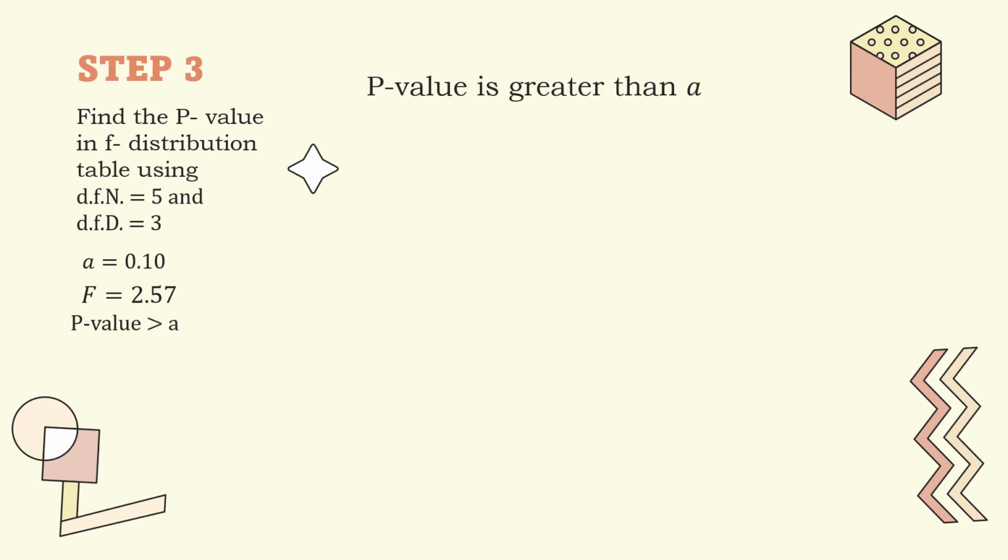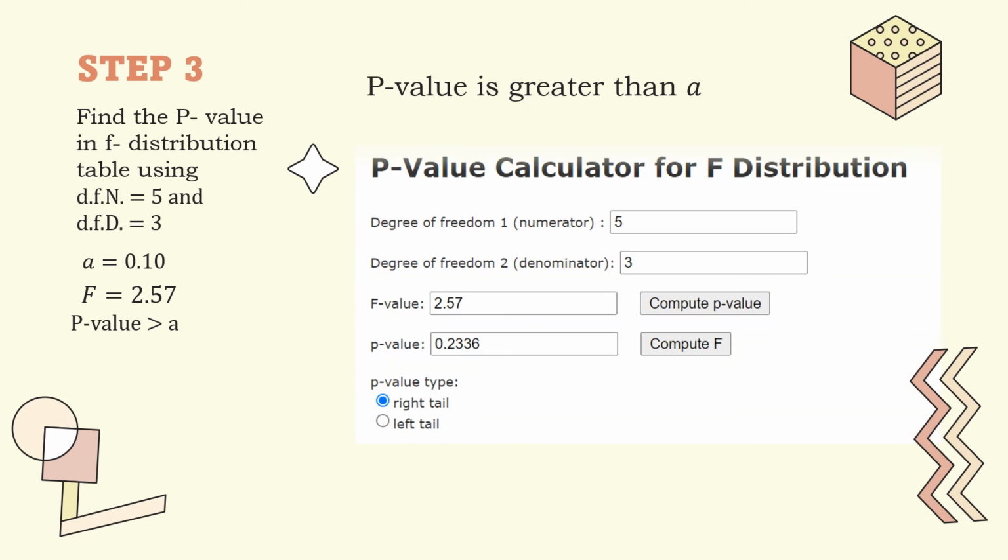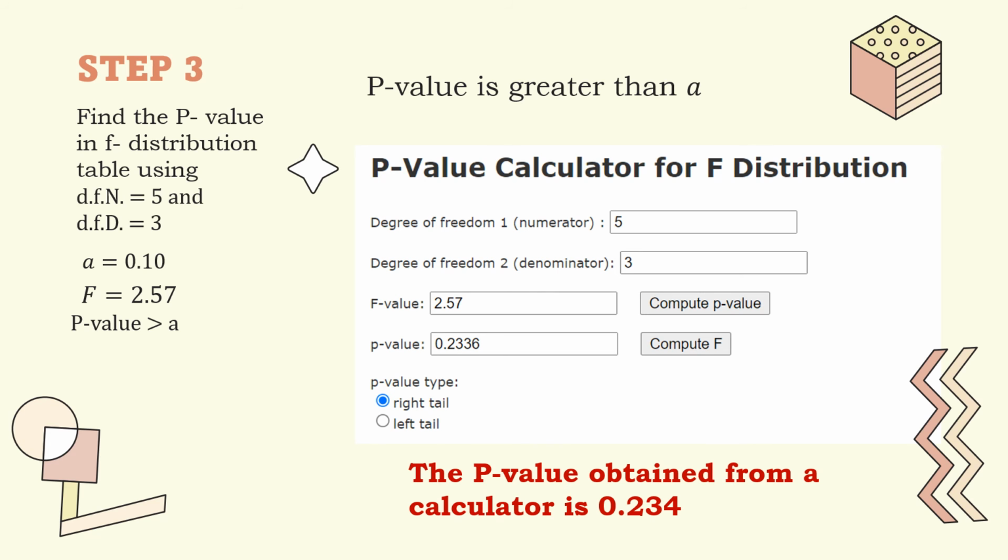Since we already computed our p-value using our table, why do we not try computing our p-value using a calculator? So I use this online p-value calculator for the F distribution. I input our values and the p-value I obtained from the calculator is 0.234.